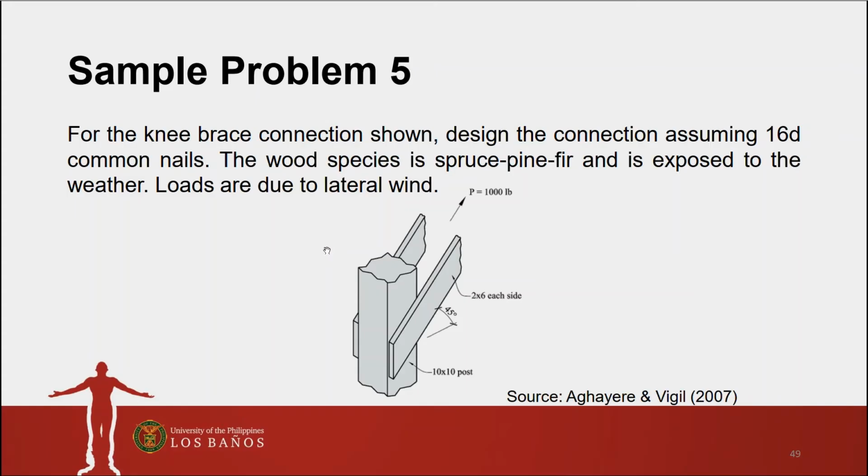For sample problem 5, for the knee brace connection shown, design the connection assuming 16D common nails. The wood species is spruce pine fir and is exposed to the weather. Loads are due to lateral wind. Okay, so we have here a P of 1,000 pounds. We have here 2 by 6 on each side of the wood with a 45 degree angle from the horizontal axis, and we have here a 10 by 10 post.